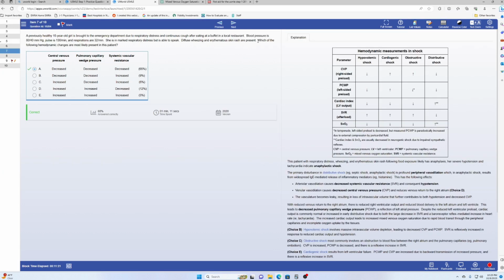So the first step would be, which of the following hemodynamic changes are most likely present in this patient? You read the last line. So you know that the question is about shock, like hemodynamic changes, and you glance at the options, you know they're going to be asking about shock. In order to answer what the hemodynamic changes are, of course you would need to know what type of shock this patient has. You can read the second and third last line, which is over here. You see that there is a diffuse wheezing and skin rash present.